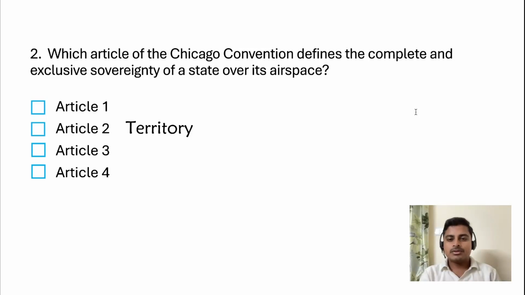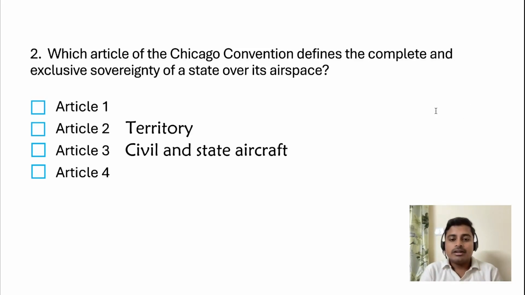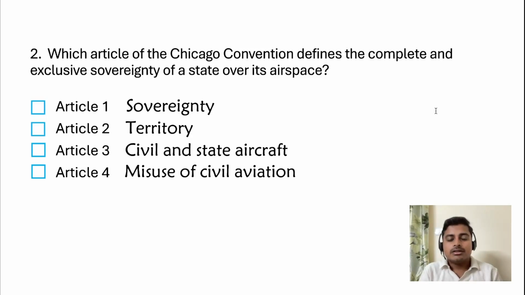Article 3 talks about the civil and state aircrafts. So the rules that were defined are applicable to the civil aircrafts, not the state aircrafts. The state aircrafts are the ones that are used by military and the government. And Article 4 talks about misuse of civil aviation, misuse of the rights that are available to civil aviation through this convention. So the correct answer is sovereignty, Article 1.